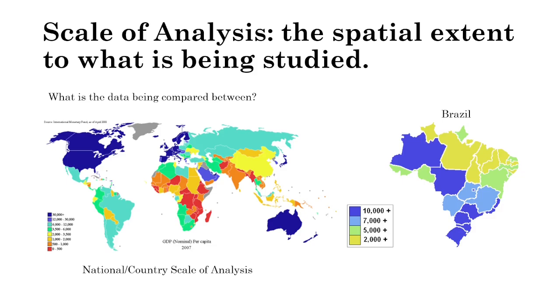Here we have a map of Brazil. We're looking at different regions within Brazil, which is smaller than a country. So we're looking at a subnational scale of analysis because the different entities within Brazil, which is a nation, are smaller. Sub means below, so subnational. The scale is national, but the scale of analysis is subnational.